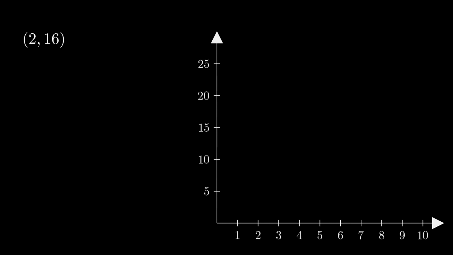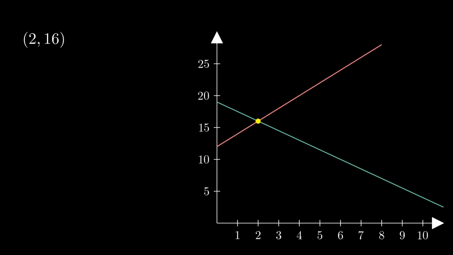This is our solution. What this means is that if we take this graph right here and plot a point at (2, 16), if we draw our lines, they should meet exactly at that point. And would you look at that? They do. Now, remember I told you about zero and infinite solutions?